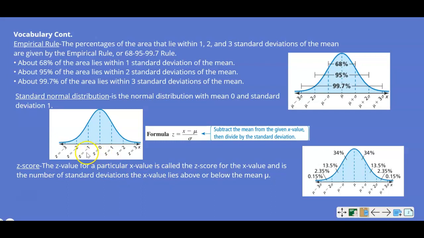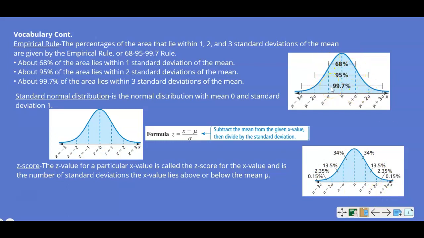And again, if going to the left, it's a negative z-score, and if you go to the right, it's a positive z-score. This is within 1 standard deviation of the mean below the average, and this is 1 standard deviation of the mean above the average. So that's kind of how you interpret the z-score. This right here is just your bell curve broken down.